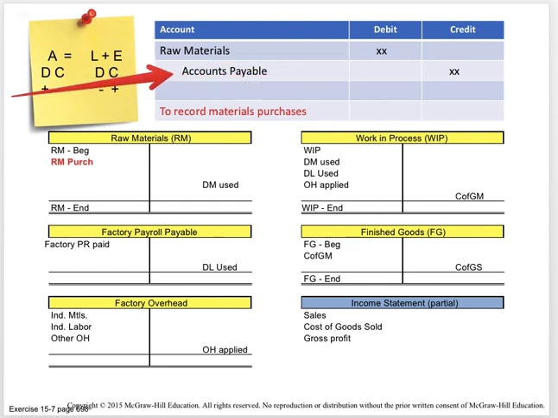In this case, we're going to say that we purchased our materials on account or on credit. We haven't paid for them now. We're going to pay for them later. So that is a liability, a debt that we owe. Our liability is going up, so that's a credit. So that's why you see the credit here in accounts payable.